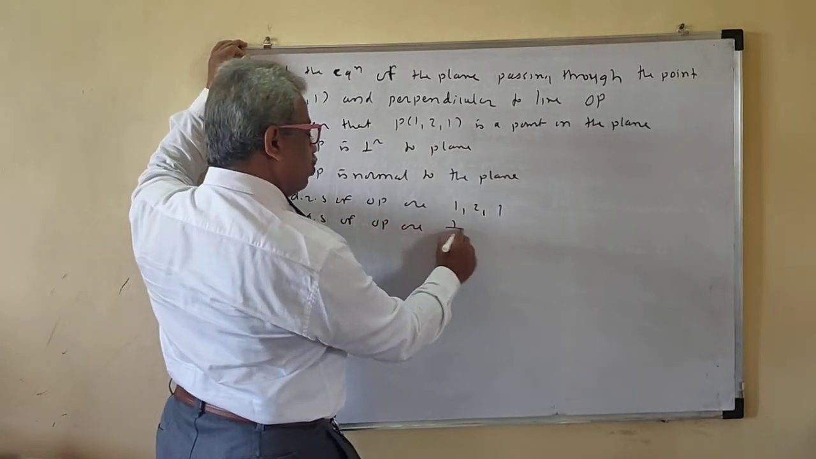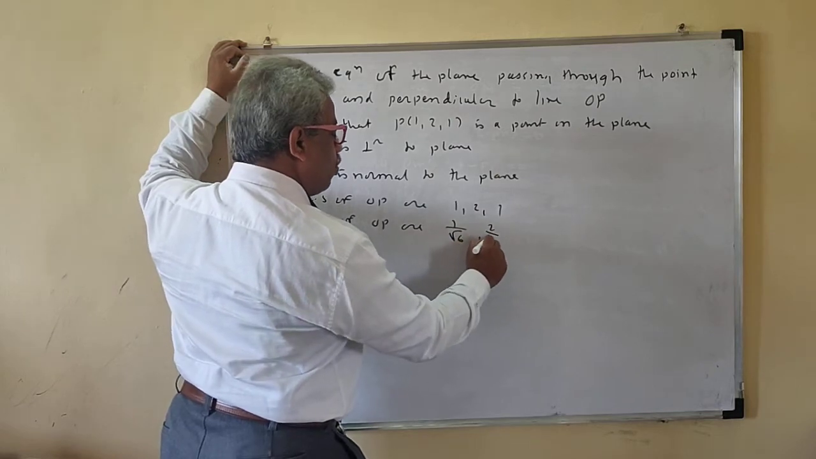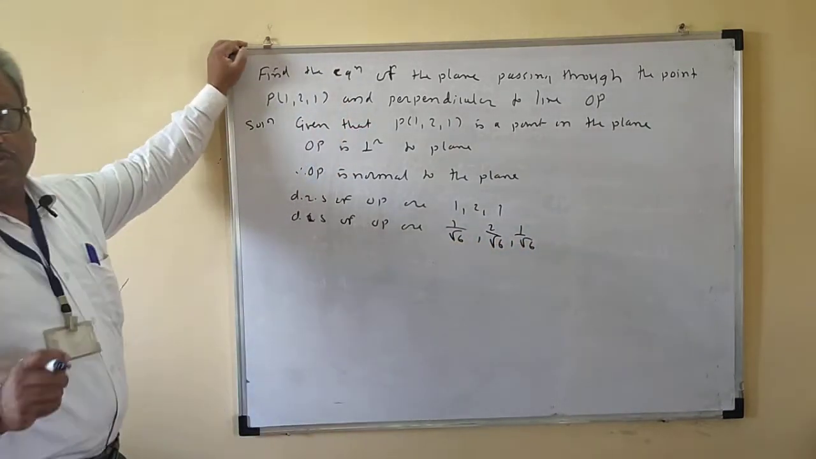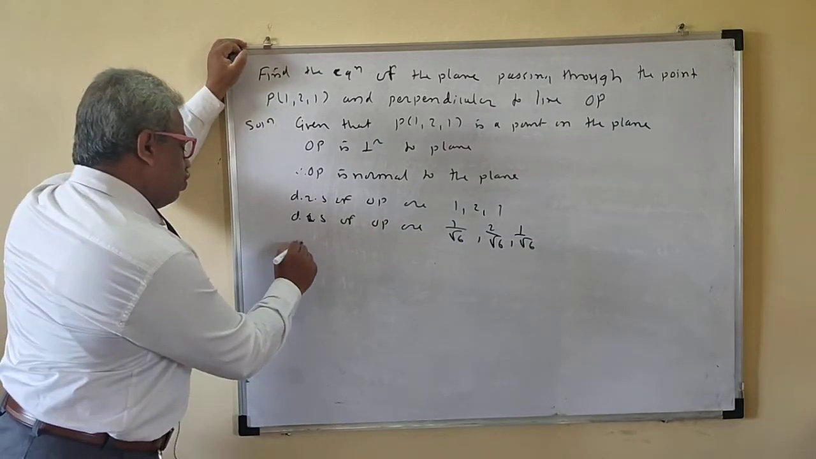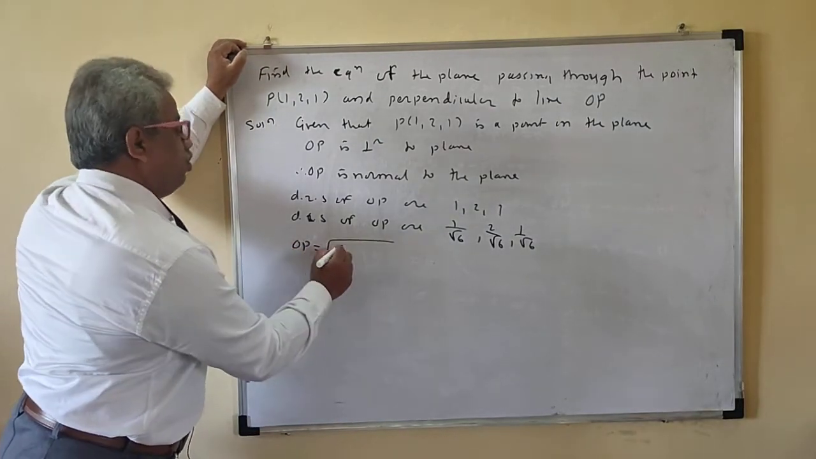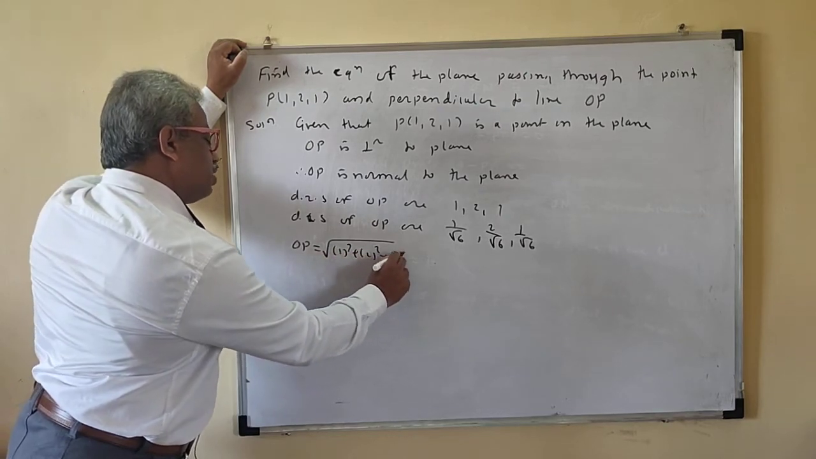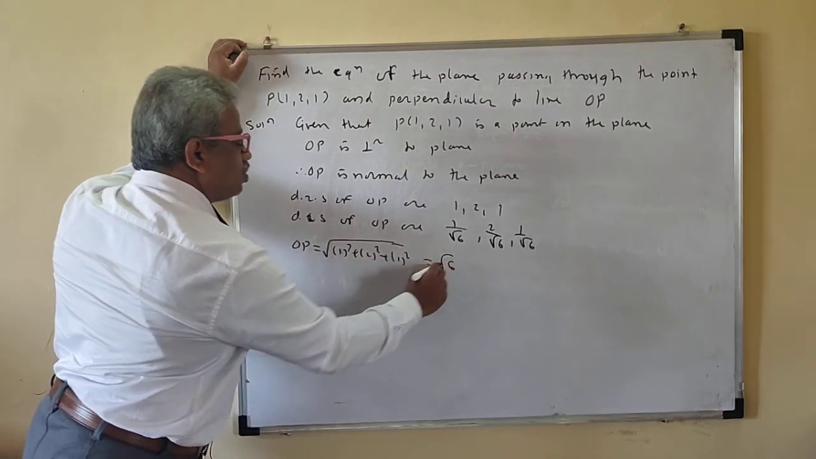1 upon root 6, 2 upon root 6, 1 upon root 6. Okay, so these are the DCs. Now we will find OP. OP is what? Root of 1 square plus 2 square plus 1 square. So this is again root 6.